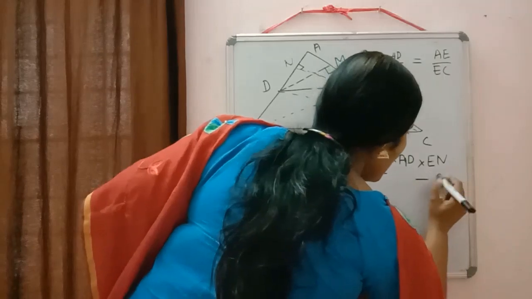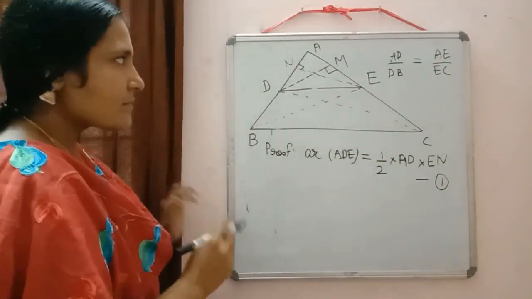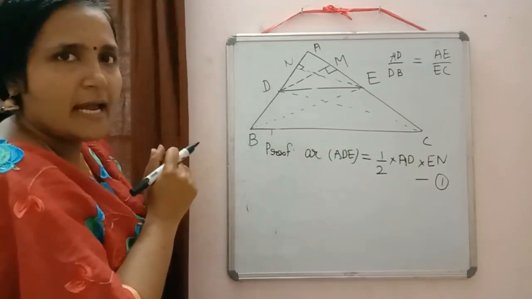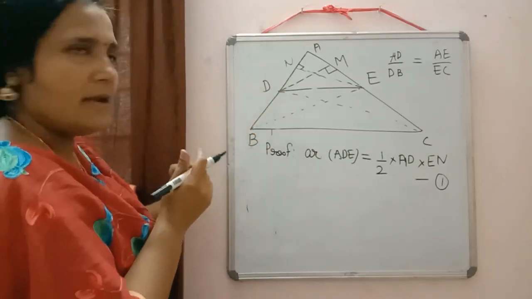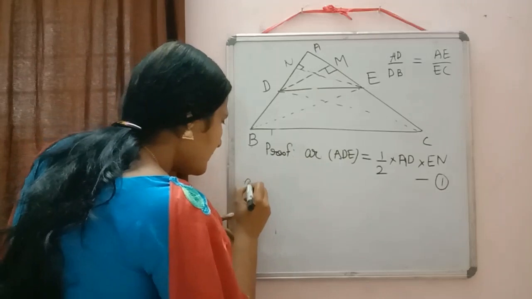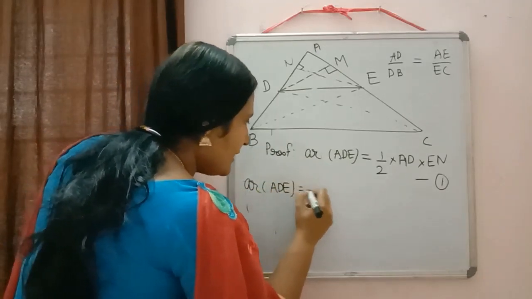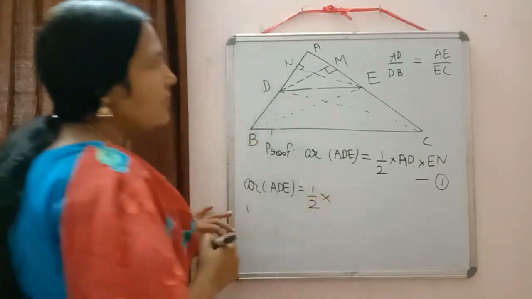Make it equation number 1. Now in one more way we can find out the area of triangle ADE. One more perpendicular is there, so that also we will write here. Area of triangle ADE, again half into.